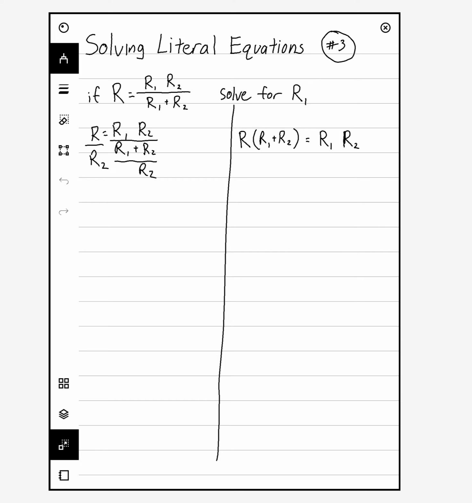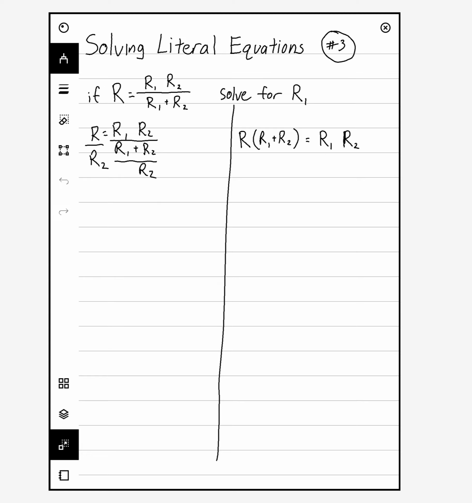Of solving literal equations. So the equation we have this time is r is equal to r1 times r2 over r1 plus r2. And it's asking us to solve for r1. Now, if we could just get rid of all this stuff and just subtract it, that'd be great. But the r1 up here and the r1 down here are stuck in their own way. Up here we can get rid of it if we just divided by r2, but then we'd still have an r1 down here. So what do we do?